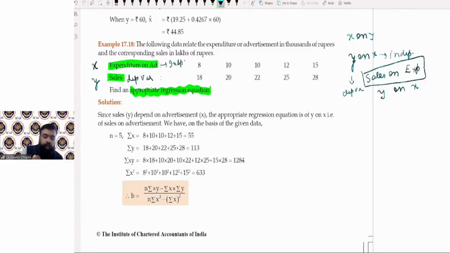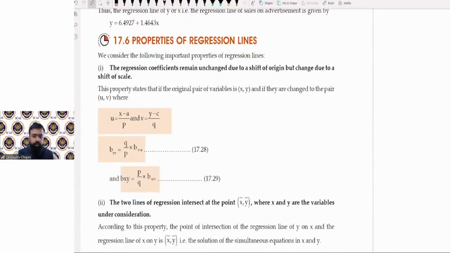So I think now you can do this easily. The main thing was this explanation of which equation you have to form. Okay. Now the further properties, some more properties that are being added on, let us discuss that also. Change of origin and scale. The regression coefficient remains unchanged due to shift of origin, but changes due to shift of scale. So change of origin will have no effect, but change of scale will have an effect.